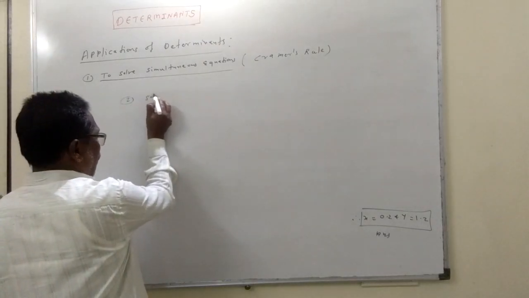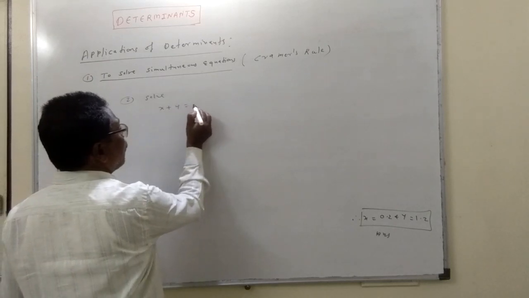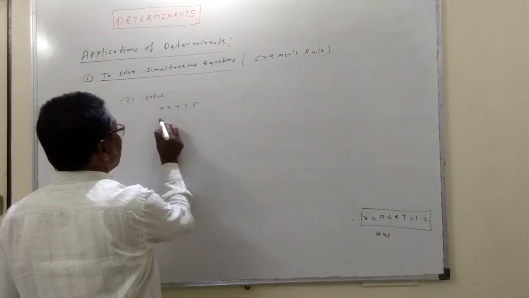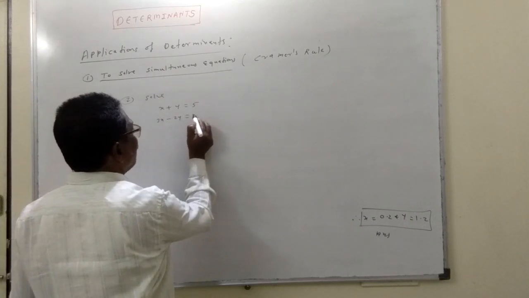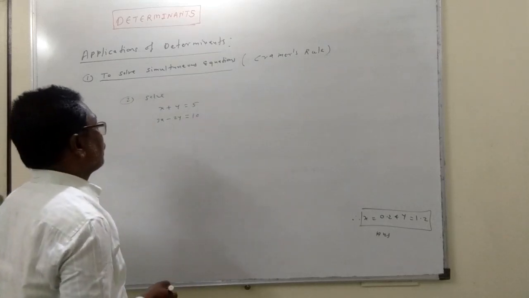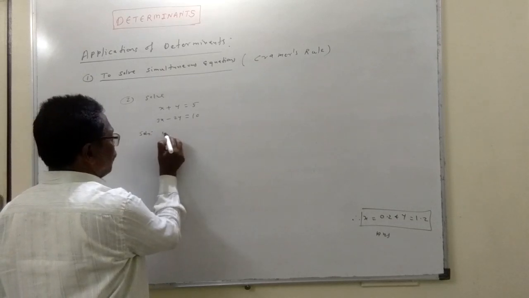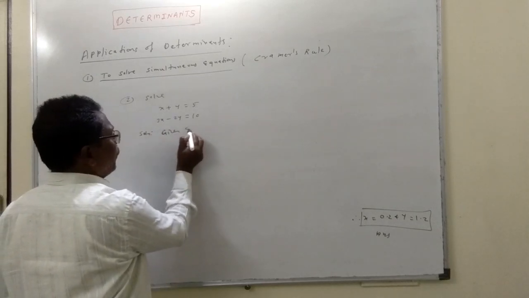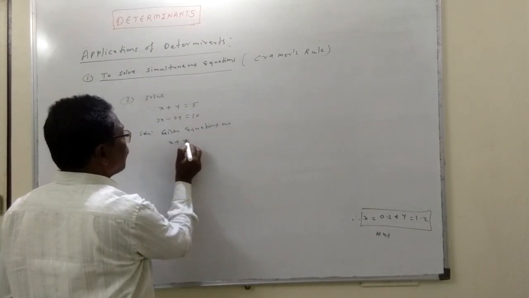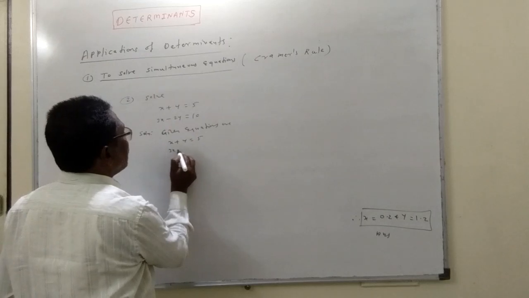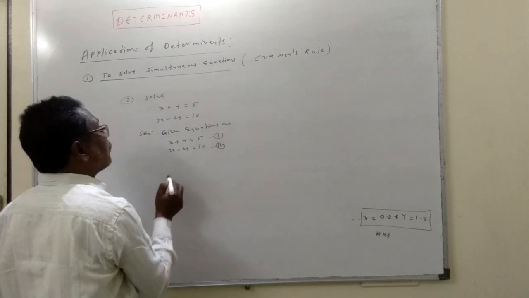For the second example, we take: solve x plus y is equal to 5, 3x minus 2y is equal to, suppose, 10. Solution, the given equations are x plus y is equal to 5, 3x minus 2y is equal to 10. So first and second equation.